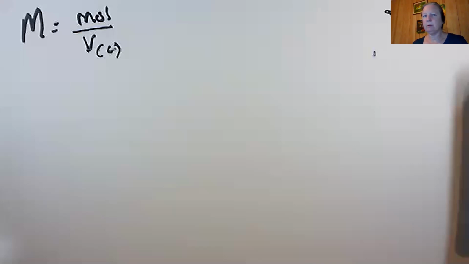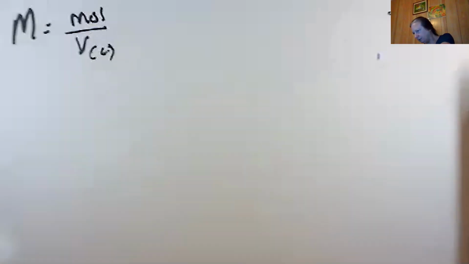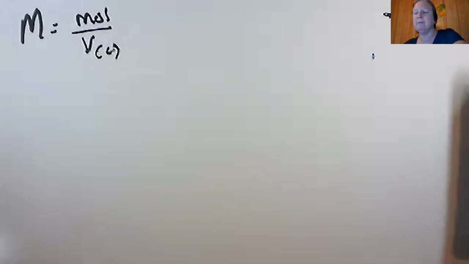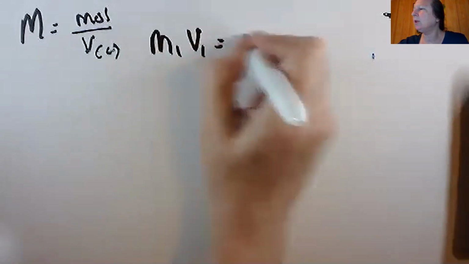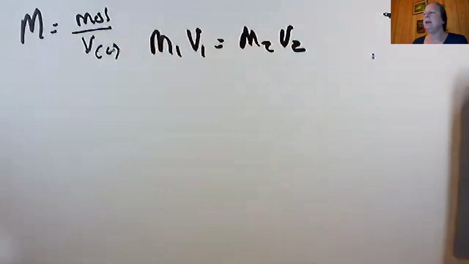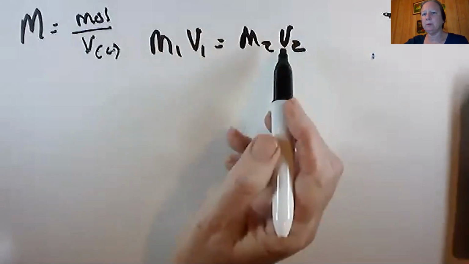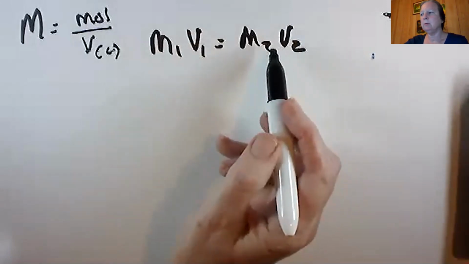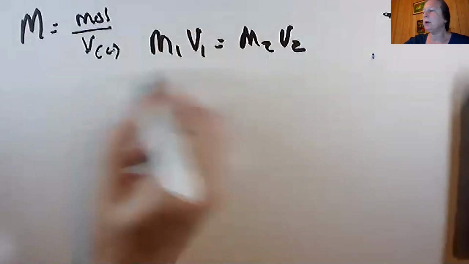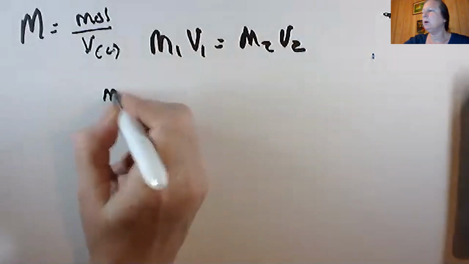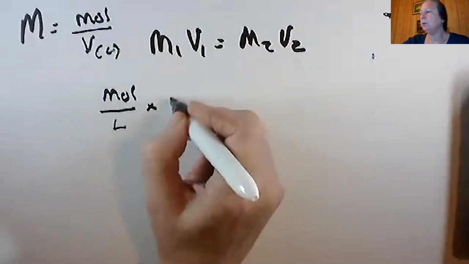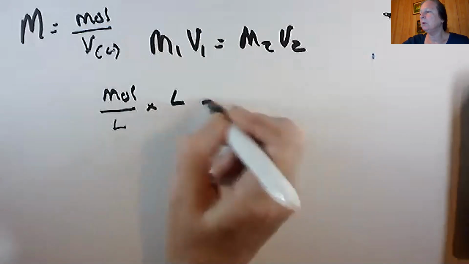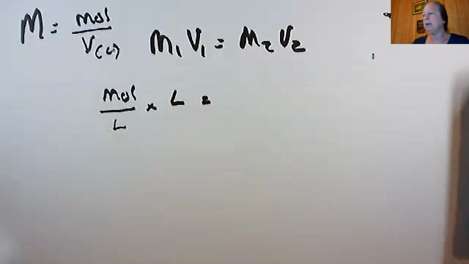M1V1 equals M2V2. Now, a couple of things. It doesn't matter what you call 1 and what you call 2. What's happening is, what's my concentration? It's mole over liter times a volume. That's the number of moles. So if you take a volume, it has a certain number of moles, a certain amount of particles, a certain amount of stuff in it.